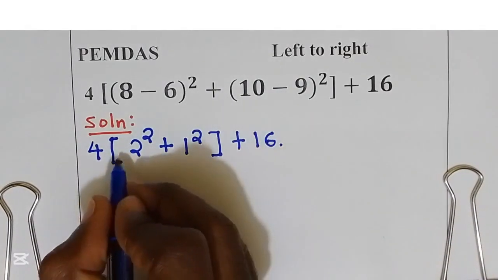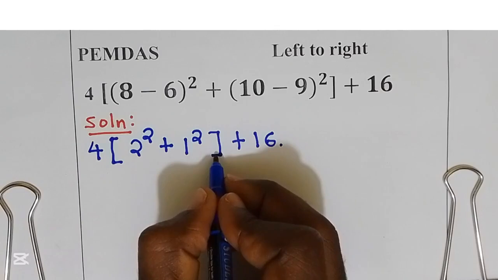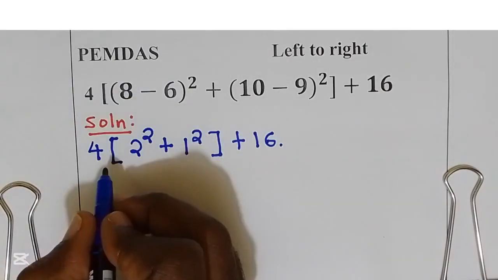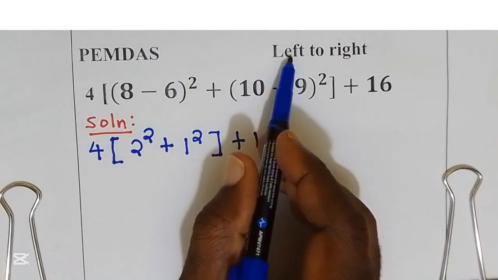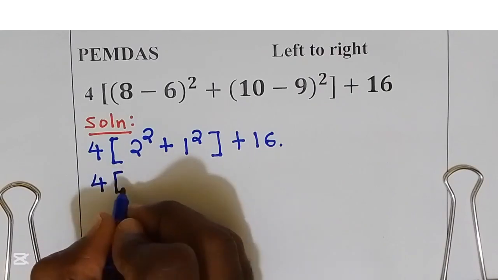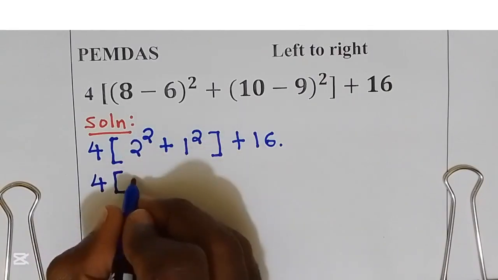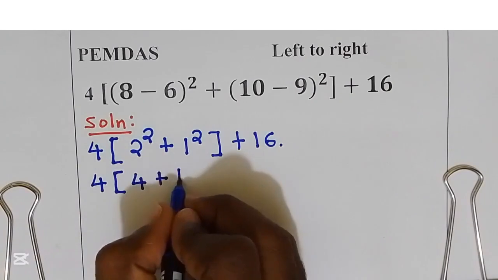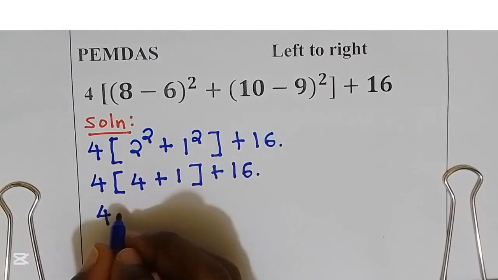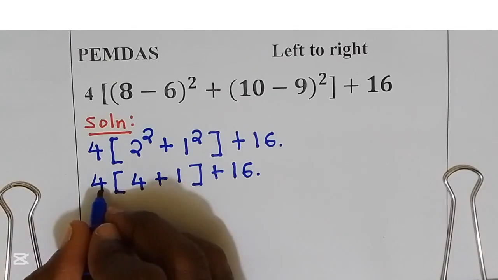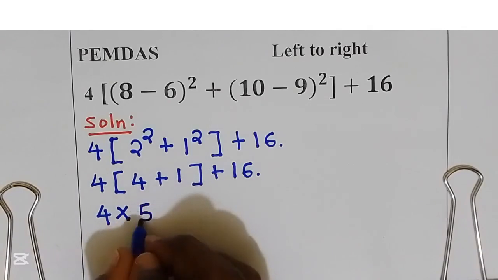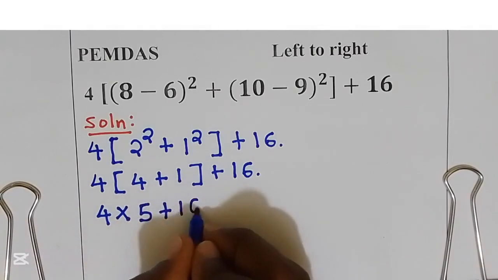I'm still working with parentheses in the bracket, and now I'm going to work on exponents. The movement is from left to right. 4 in the bracket, 2 squared, I got 4, plus 1 squared is 1, in the bracket, plus 16. Between the bracket and 4 there is multiplication, so multiply by 4 plus 1, we got 5, plus 16.